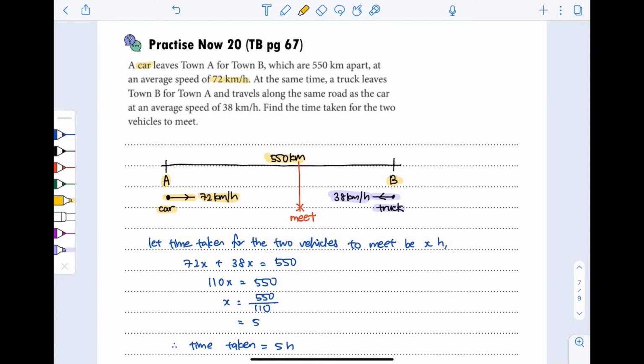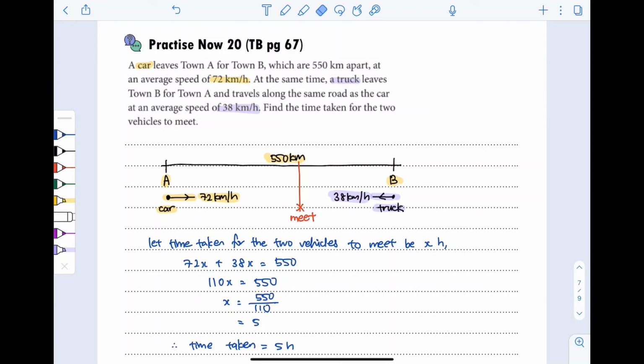At the same time, a truck leaves town B for town A. So it is traveling in the opposite direction. So the truck is indicated in purple in my diagram, and it travels at an average speed of 38 kilometers per hour. We want to find the time taken for the two vehicles to meet. So when it meets, this is what I have indicated in red in my diagram.